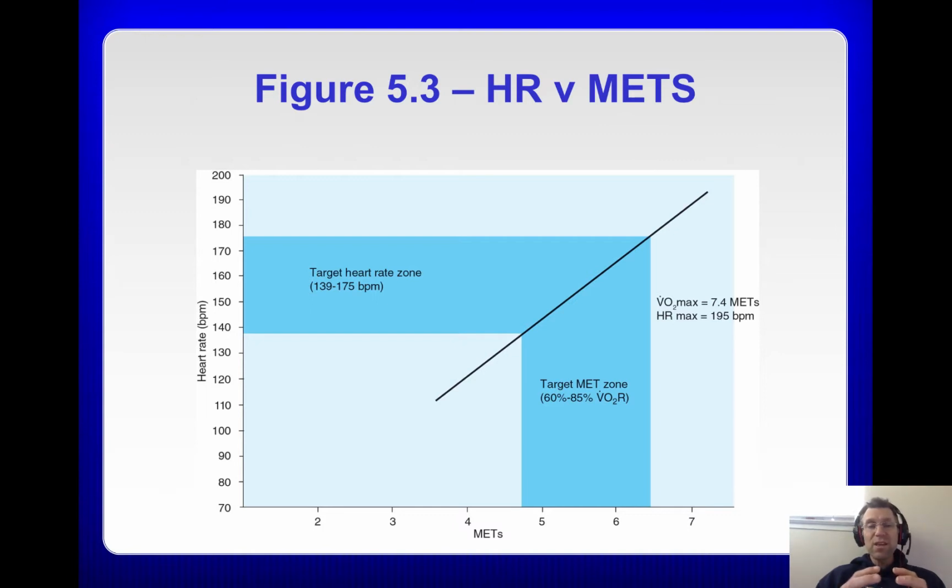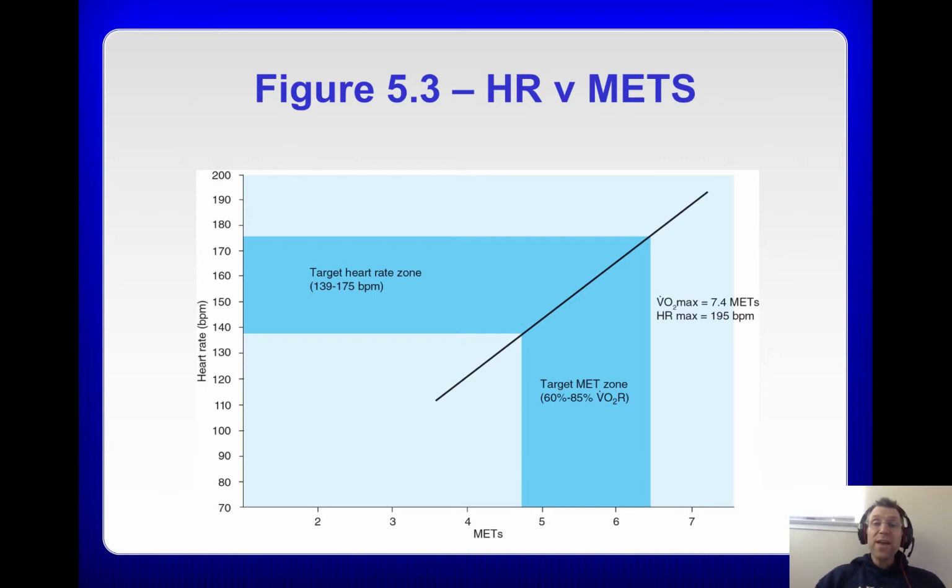And so if we have the luxury, which we should in most circumstances, most testing environments, to do a submaximal exercise test on an individual, and we obtain steady state heart rates throughout a range of exercise intensities, we can graph that. And so on this graph, we have on the y-axis heart rate. On the x-axis, we have METs.